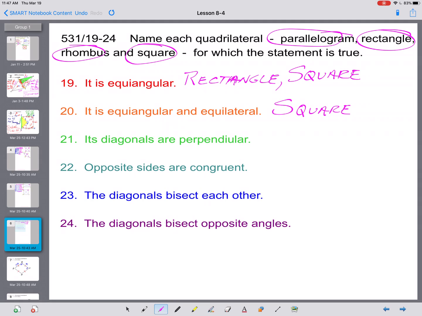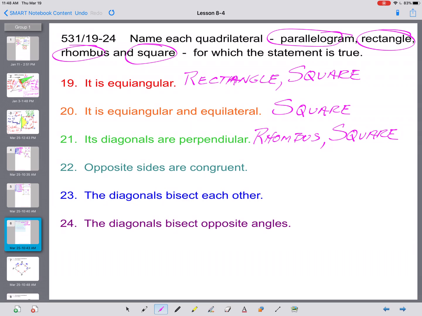Okay, how about the diagonals are perpendicular? Think about the special properties yesterday in the notes that we looked at. The diagonals are going to be perpendicular to each other. The diagonals make right angles. What do we have? Yeah, it's true in a rhombus. And if it's true in a rhombus, it's true in a square.